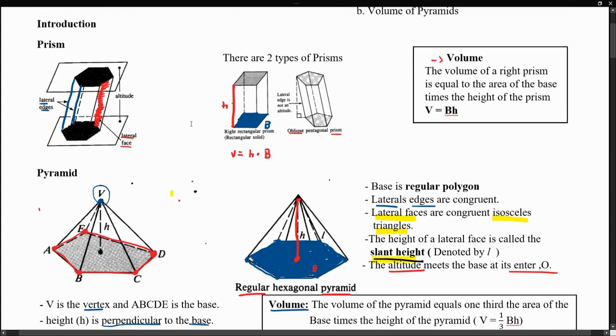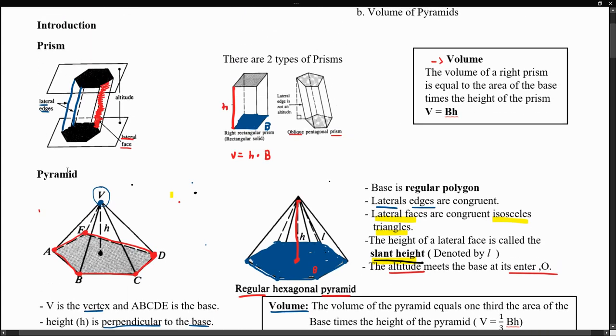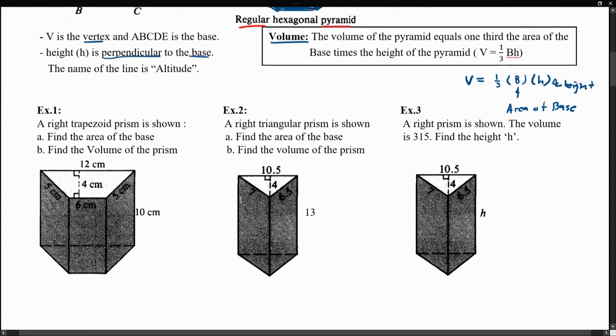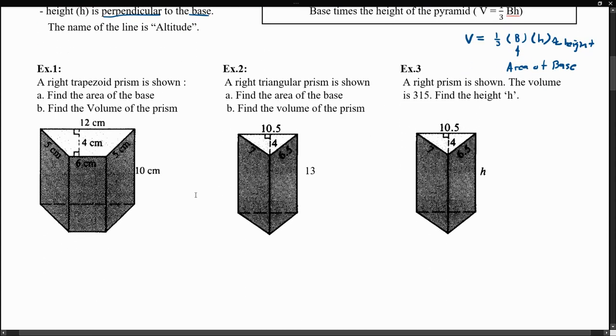So now that we have defined what a prism and what a pyramid is, some vocabulary words that we're going to be using, and the actual formulas to find the volumes, let's just do some examples now. So let's take a look at example 1 and example 2.